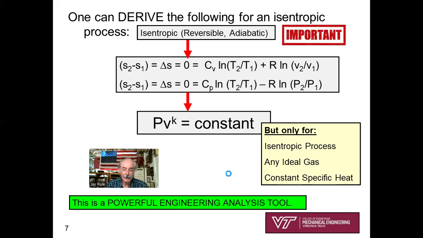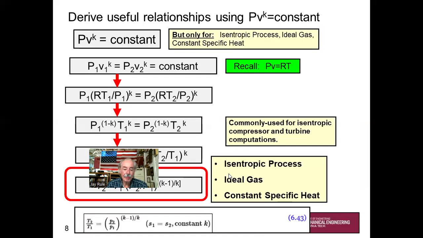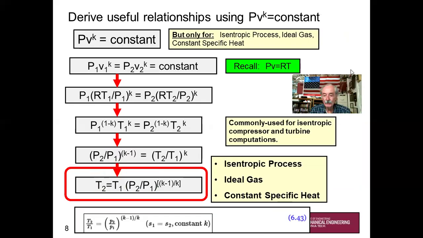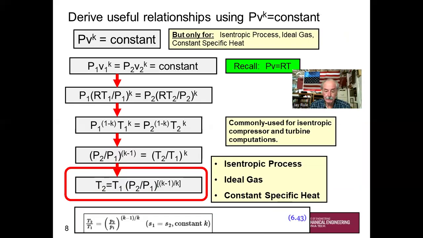All right, what I'd like to do is derive a relationship for you. The book gives you the result, but I want you to see how to go through this derivation because it's pretty easy. We'll say P v to the k is constant. We've got an isentropic process, ideal gas, constant specific heat. So I'm going to write down, if P v to the k is constant, we're going from state 1 to state 2.